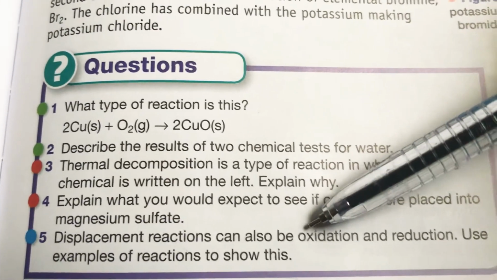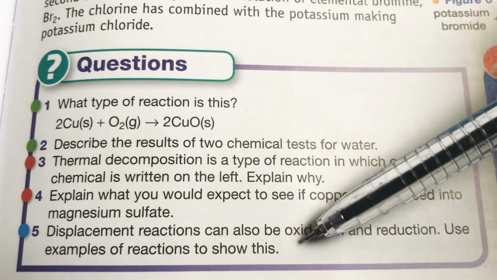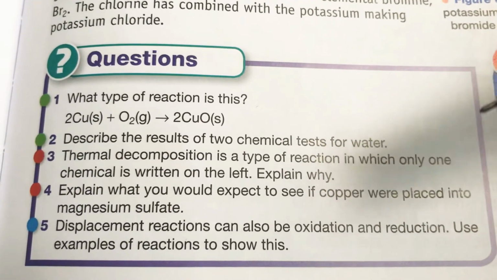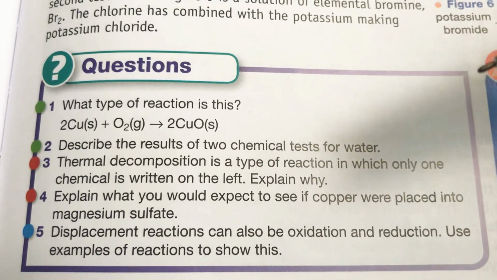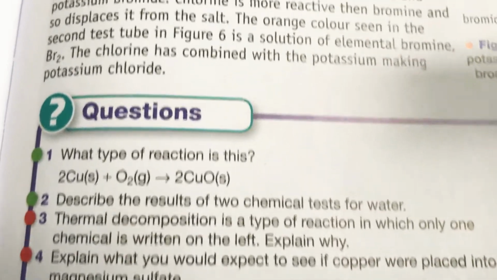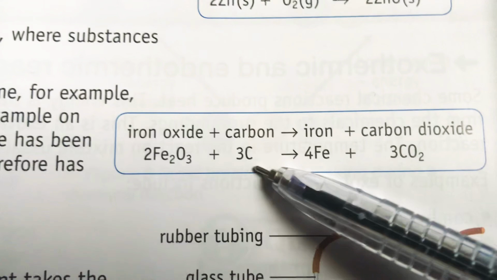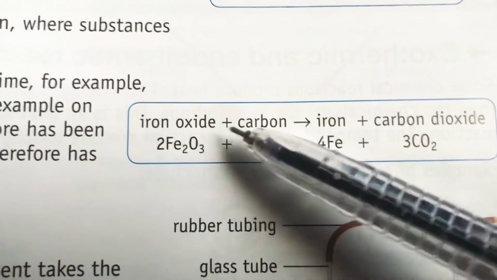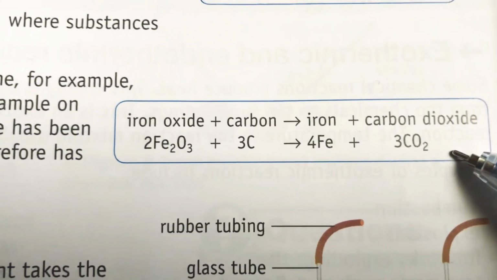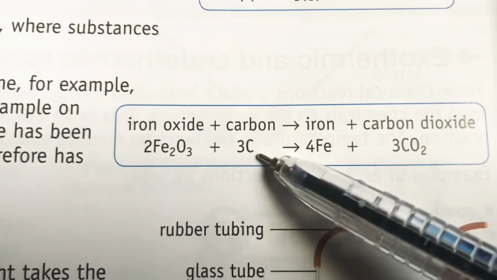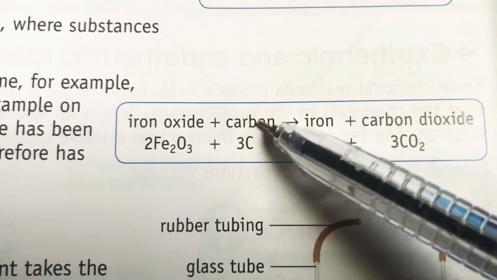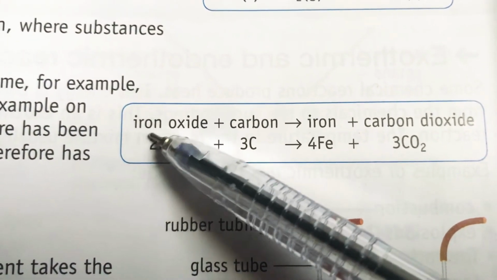And displacement reactions can also be oxidation and reduction. Use examples of reactions to show this. So a displacement reaction over here, coming back to the blast furnace, you can actually see that the carbon is oxidised to form carbon dioxide, but the reason why is because carbon is higher in the reactivity series than iron.